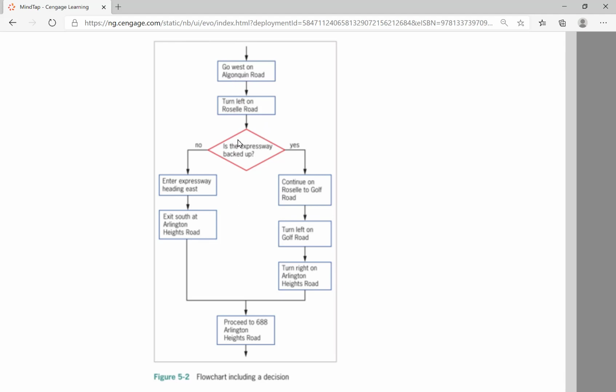So you get on Roselle Road, you go to get on the expressway, but if it's backed up, go this way to get there. But if it's not backed up, go this way. And we call this a flowchart or a decision structure. If you notice, all the steps were put in rectangles, but the question that says, is this a nice day or is the expressway backed up, is typically put in a diamond. This way if it's true, this way if it's false.